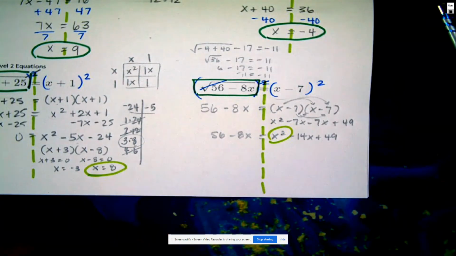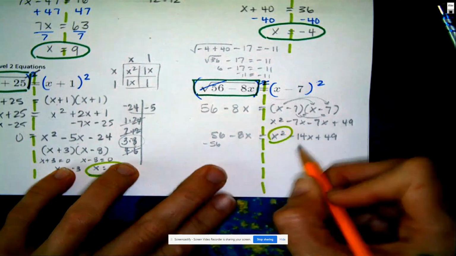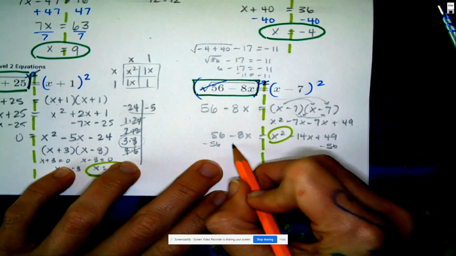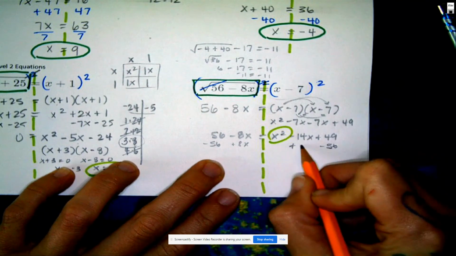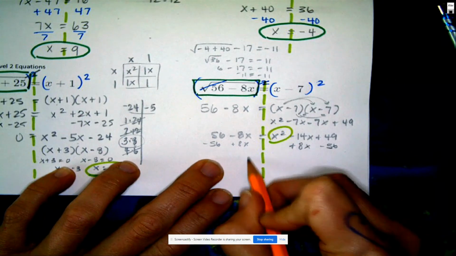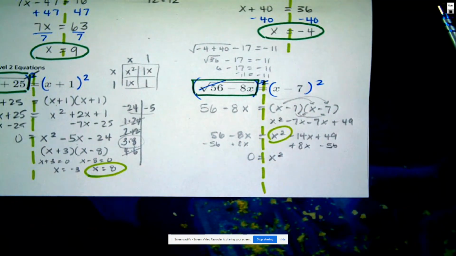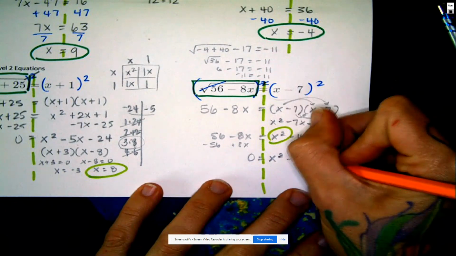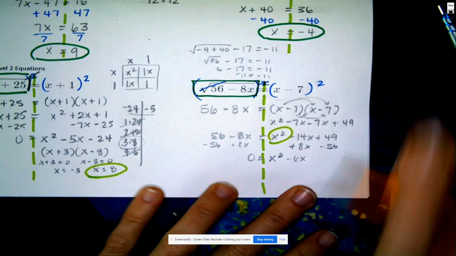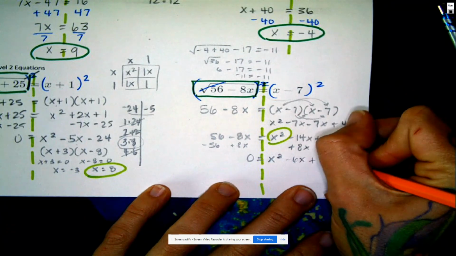Okay, so I'm going to subtract 56. I'm going to add 8 because it's negative, so add 8x. So I now have 0 equals x squared. Negative 14 plus 8 is going to give me a negative 6x. And then 49 minus 56 is going to give me a negative 7.